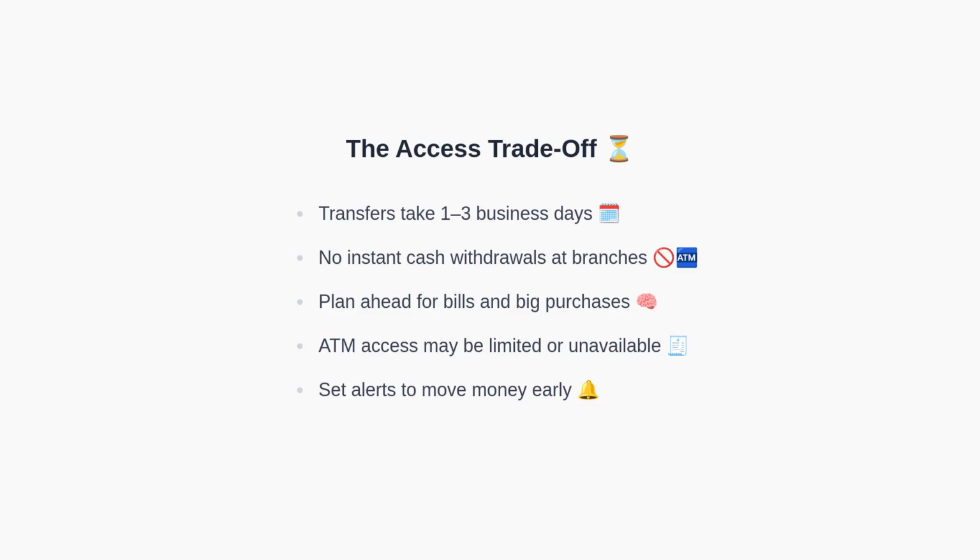Next, let's highlight the access trade-off. Because most high-yield savings providers are digital, you typically cannot walk into a branch to withdraw cash immediately. Transfers back to your main checking account usually take 1 to 3 business days, excluding weekends or bank holidays in many cases. Consequently, you should plan ahead for bill due dates and large purchases, maintaining a buffer in checking so you are never forced to rush a transfer. ATM access may be limited or not provided at all depending on the institution. Setting calendar reminders or alerts to initiate transfers early can help you avoid fees or missed payments.